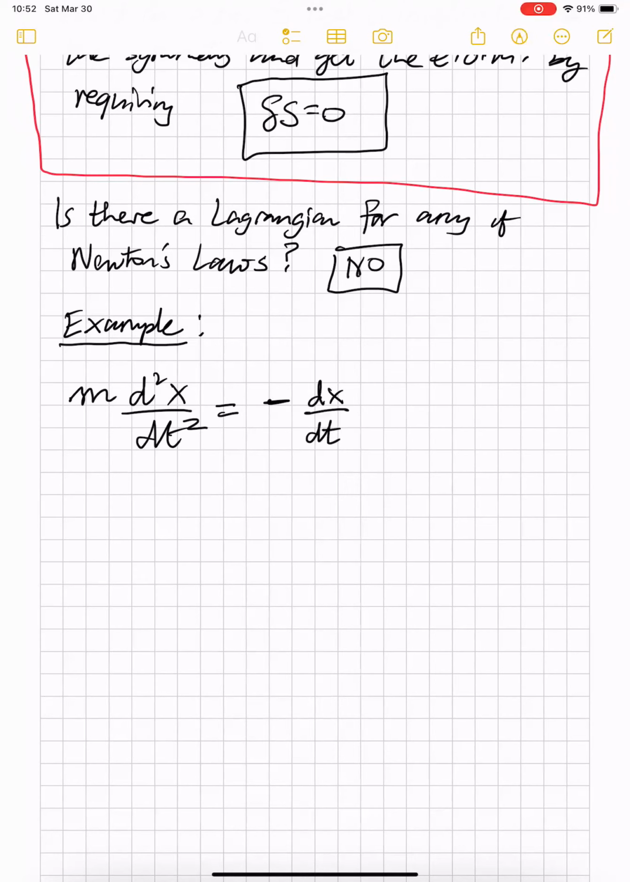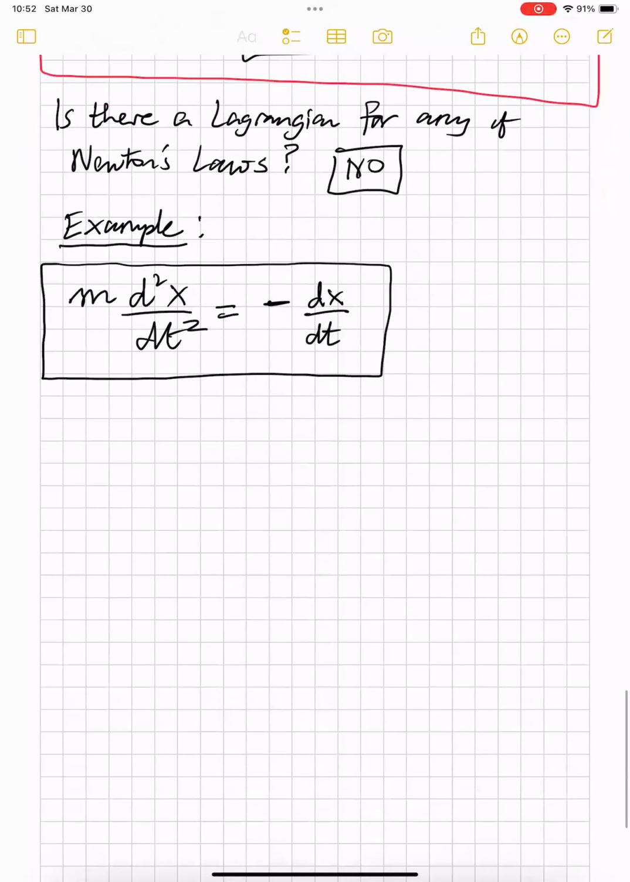For air friction, when you're moving a bit faster, the friction might be proportional to the velocity squared. But anyway, this is the law that we're going to take. And this is an example of friction. It's a force whose size depends on how fast you're going, depends on the velocity, and it acts in opposition to the direction of motion, which is what that minus sign is telling you. And I claim you can't get a Lagrangian that gives this equation of motion.